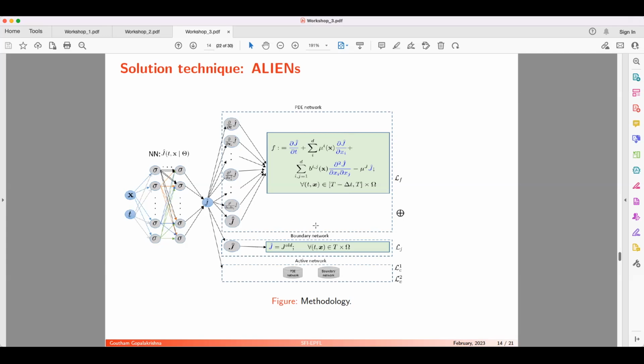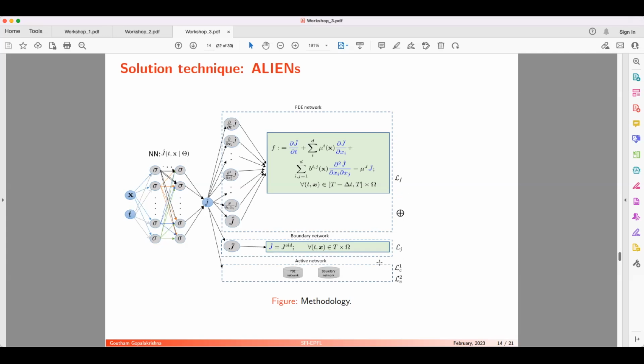Okay? And here I have the right notation. This J hat should be J old in the time boundary. All right. In the previous slides, this was J tilde 0, which I'm going to fix soon.